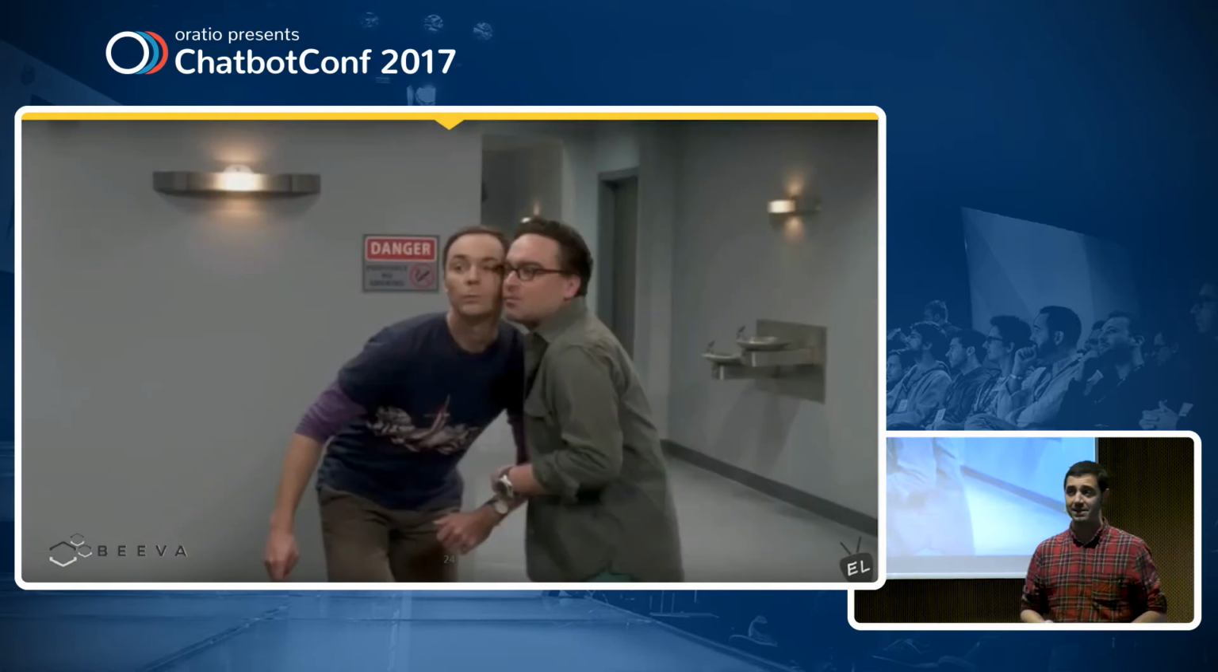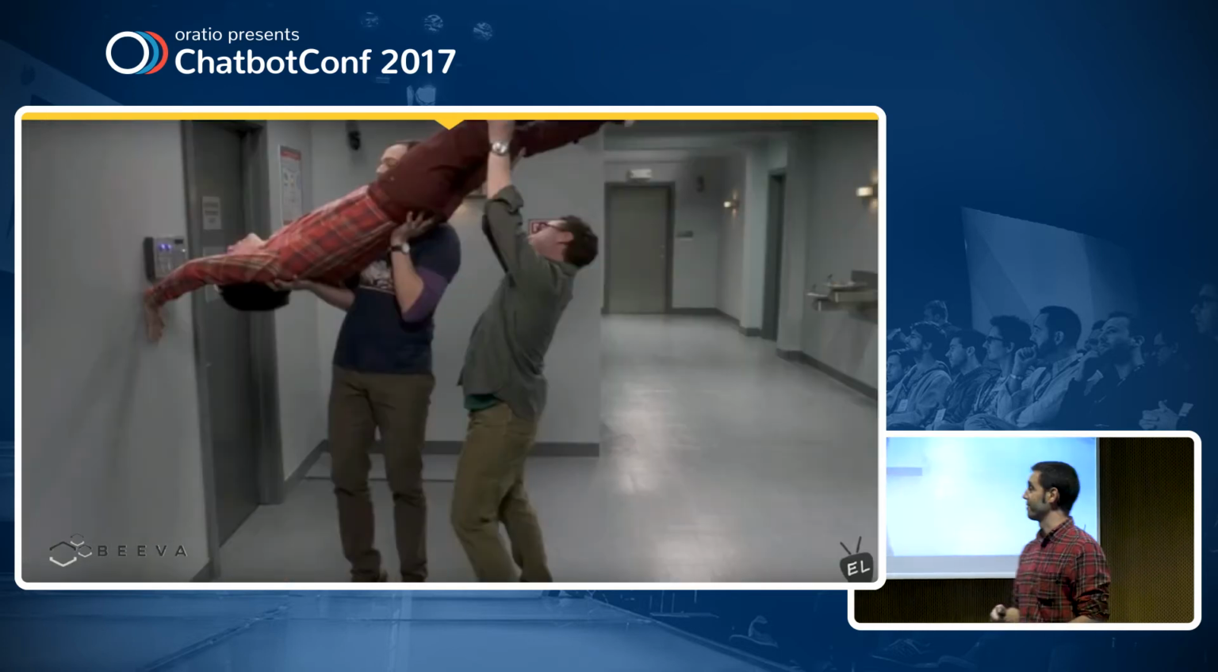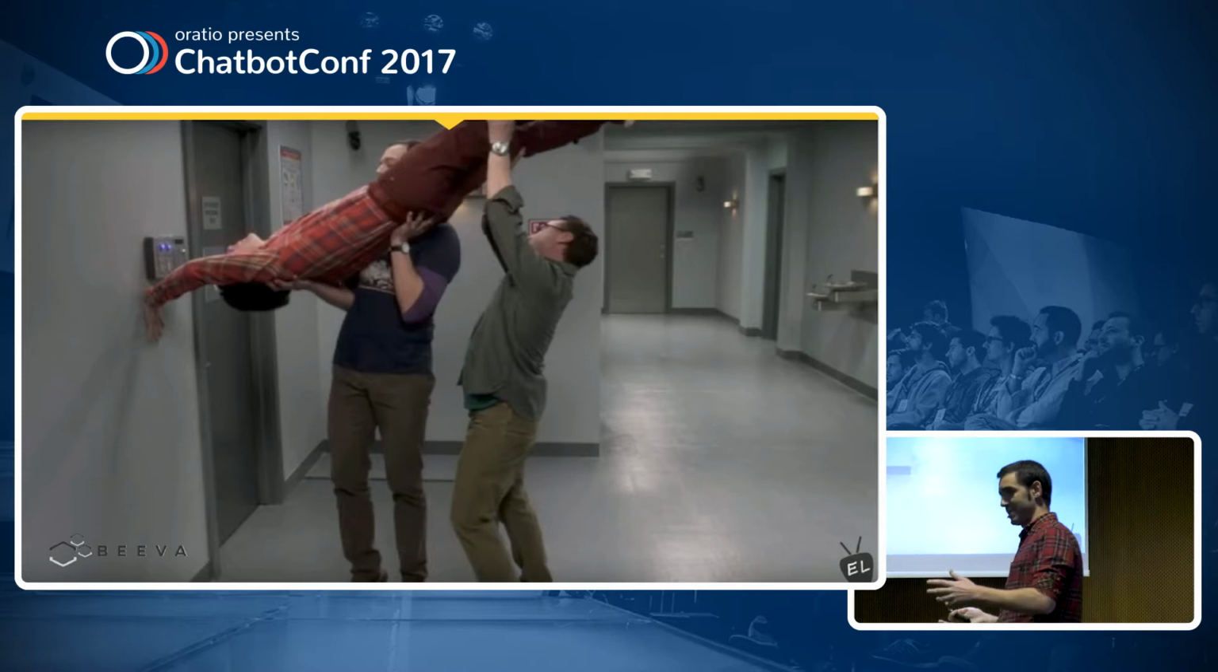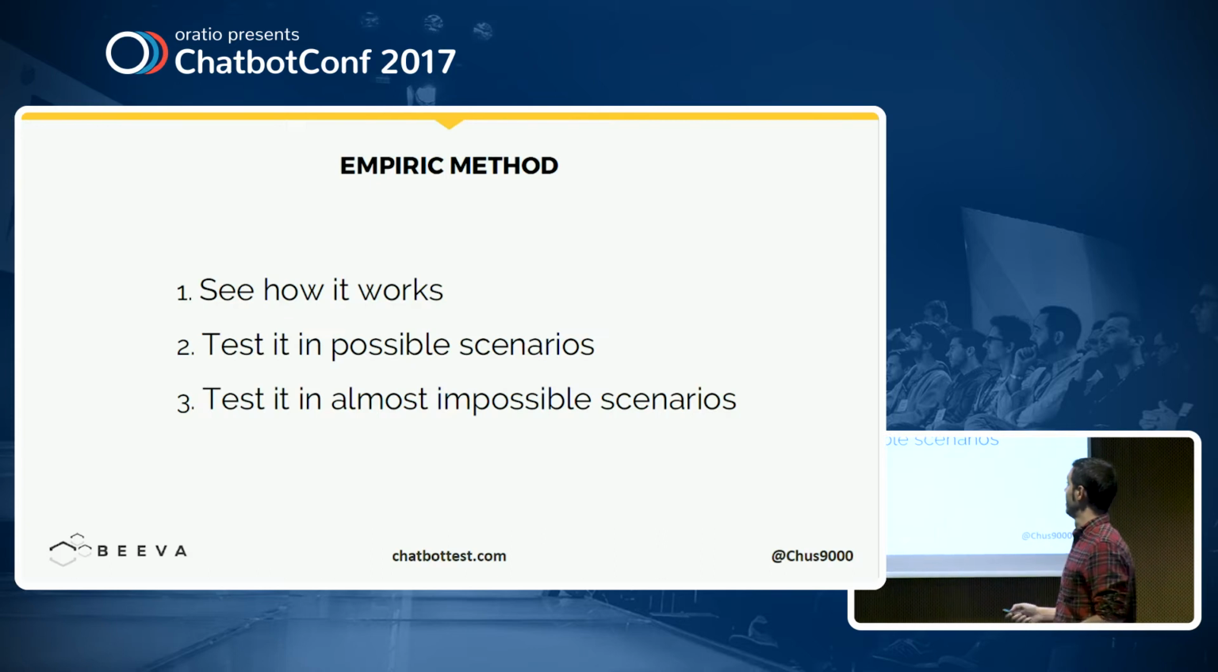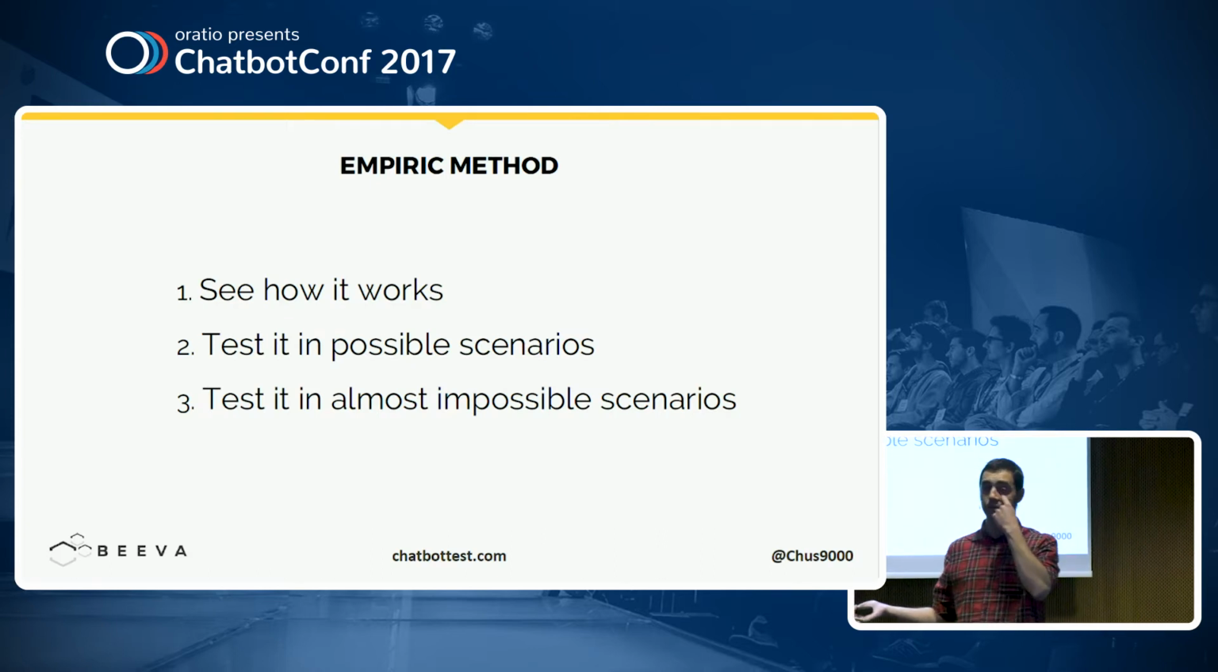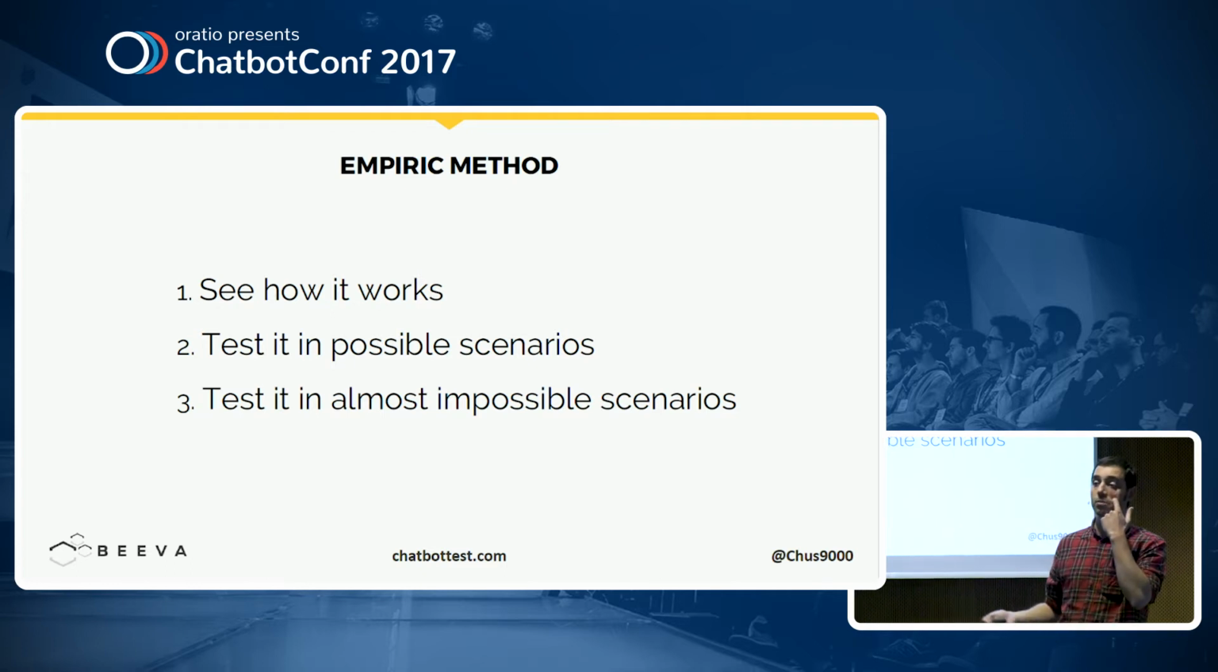And then they try to break it. What if we put one at each other? Okay, will it work? And the last attempt is becoming really crazy. It's like, did they really think about someone doing it the other way around? Okay. So basically, the empiric method is see how it works, test it in possible scenarios, and test it in almost impossible scenarios. Okay.